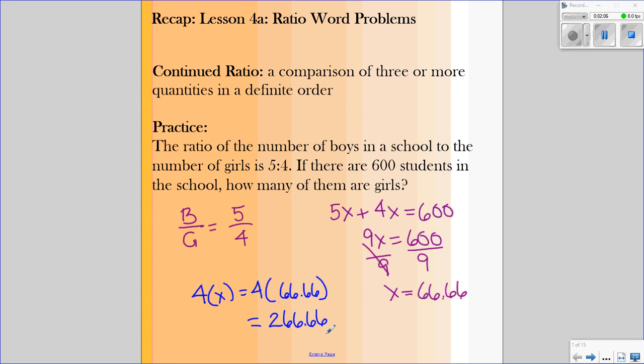Since you can't have a fraction of a person, you could round it up, but I'm going to round it to 266 girls. So that would be your answer. In most problems like this, you'll have a whole number, a nice number, but in this case, this is just showing you how to set up when you're doing word problems with ratios.